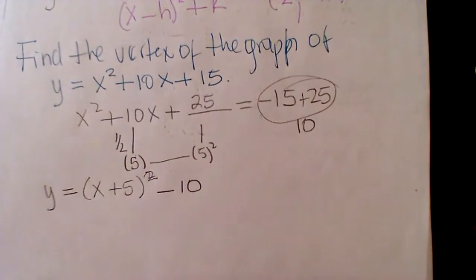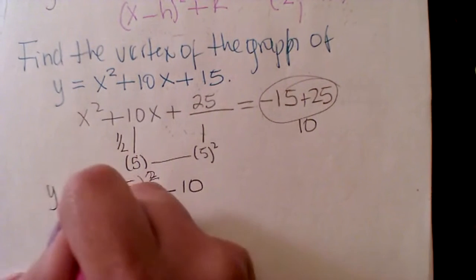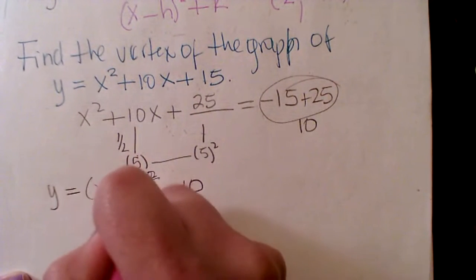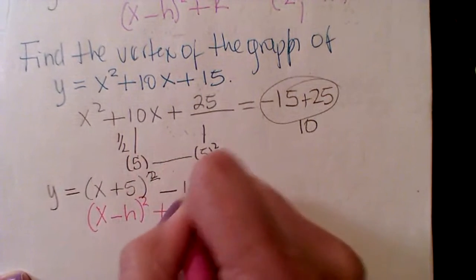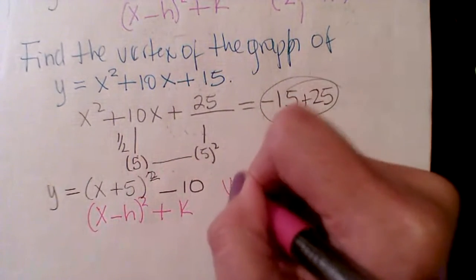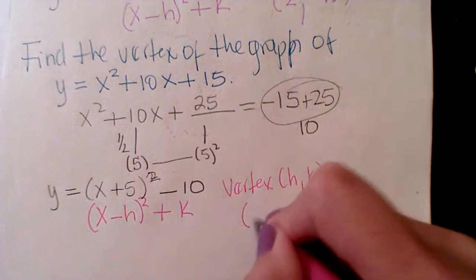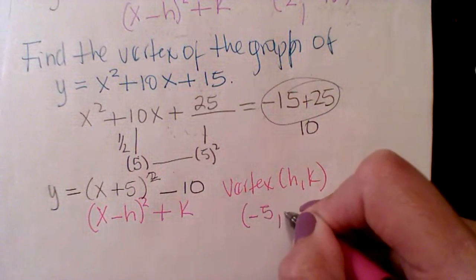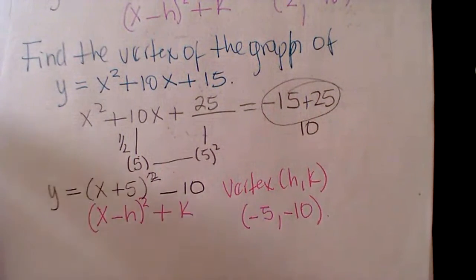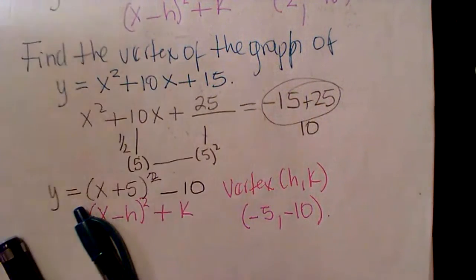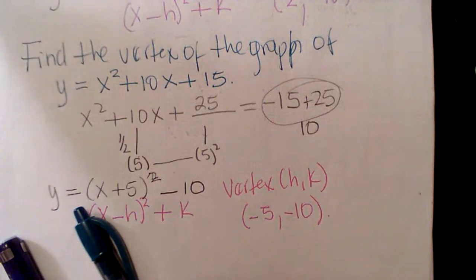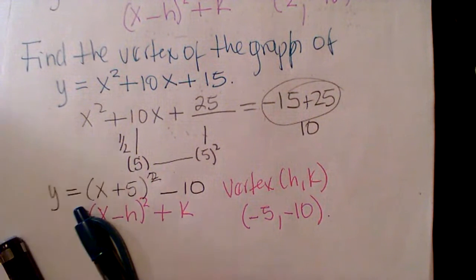So again, what I have here, so what is my vertex? So it's going to be negative 5, comma, negative 10. It's only asking me to find that. And oh, there's another one here.